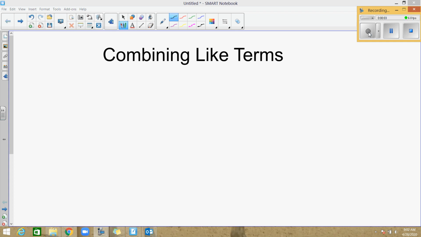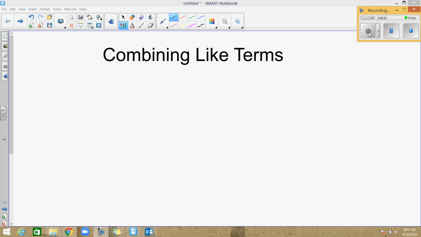Okay, so now we're going to talk about combining like terms. And if you go back one video, we talked about constants, variables, and terms. So we know that a term is a variable. We know that a term is a constant or a number, whether it's in fraction or decimal form. And now we get to put all those things together.